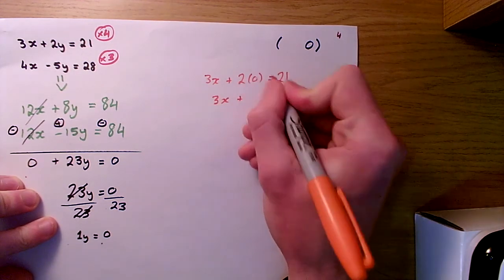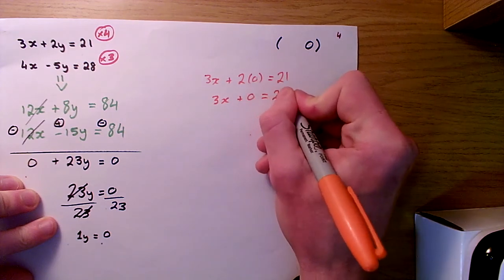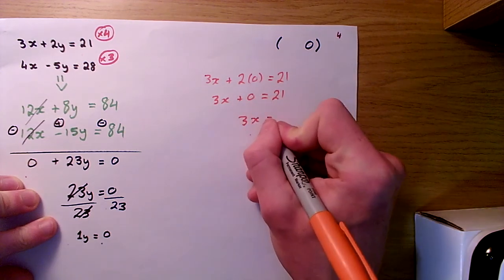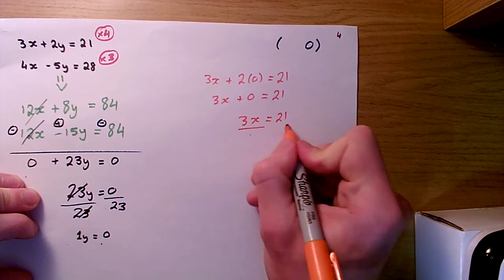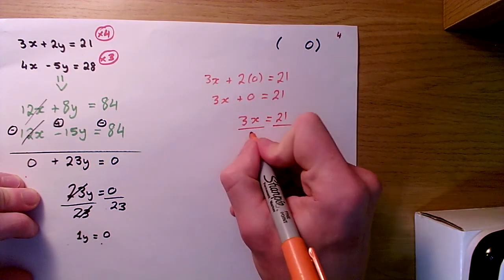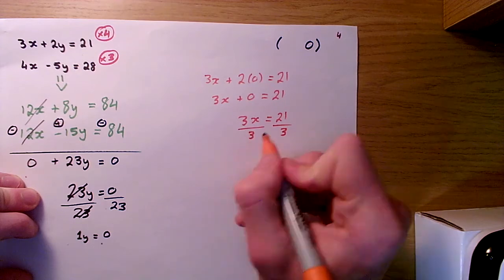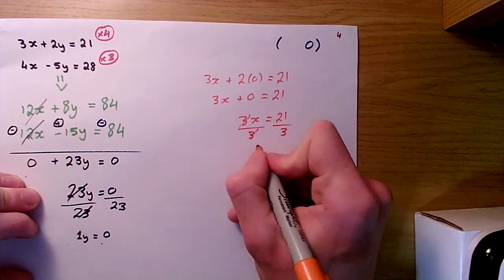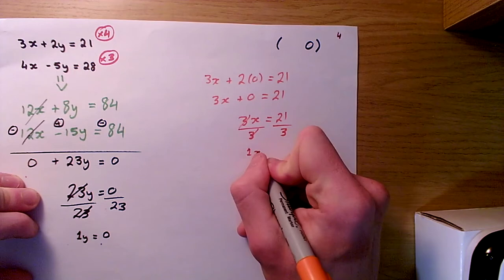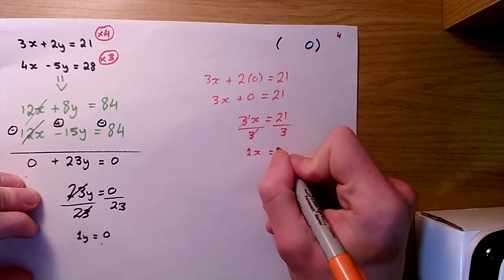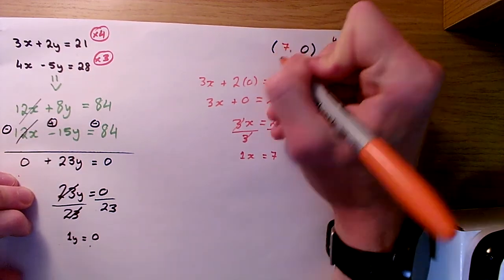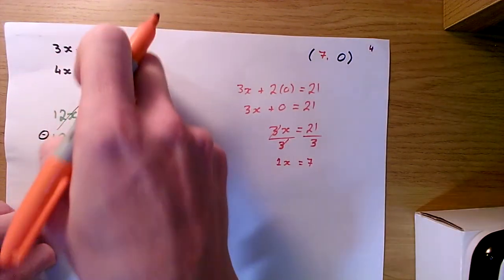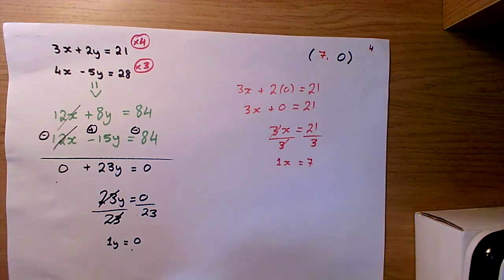3x plus 2 times 0 is 0, is equal to 21. 3x is equal to 21. Now in order to just get x on its own, we're not too interested in what 3x is, we're just interested in x. We divide both sides by 3, by the coefficient. 3 goes into 3x just x times, and 3 goes into 21, of course, 7 times. So we can now say that the point where these two lines intersect with one another is the point 7, 0.